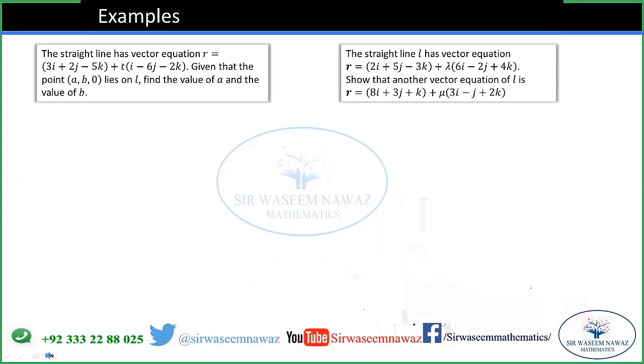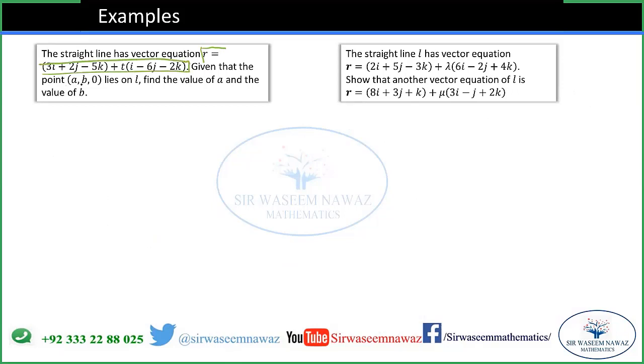Now, some more examples. The straight line has a vector equation r is equal to 3i plus 2j minus 5k plus t times (i minus 6j minus 2k). So this is the equation of a straight line that is given to us.